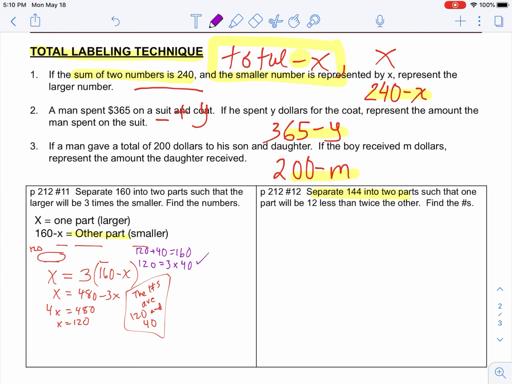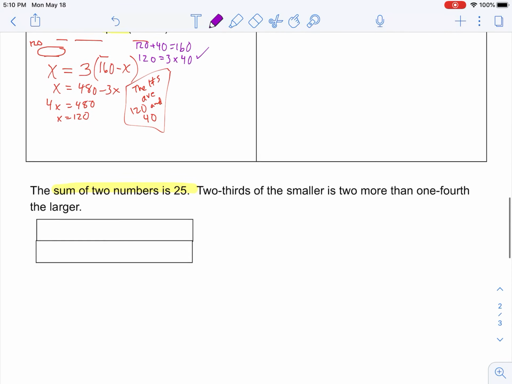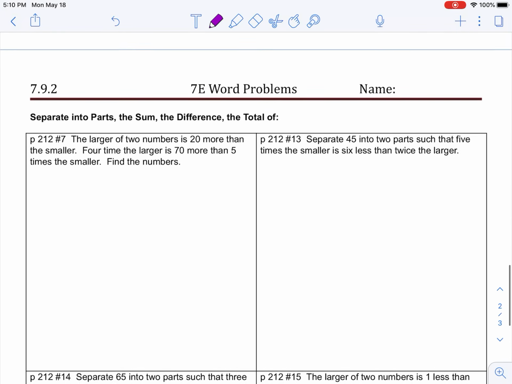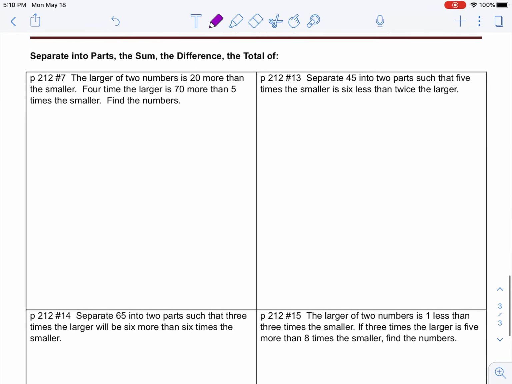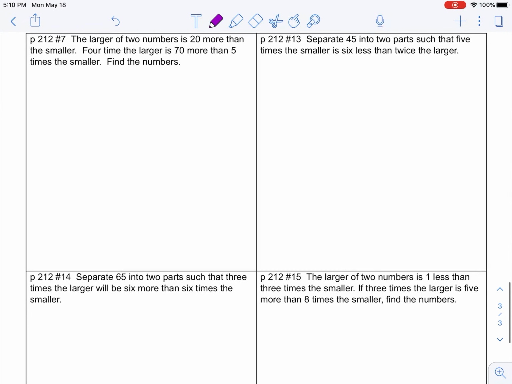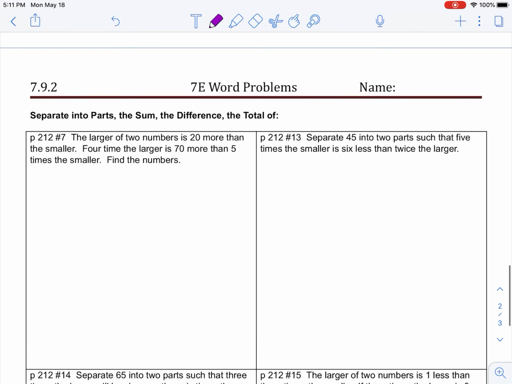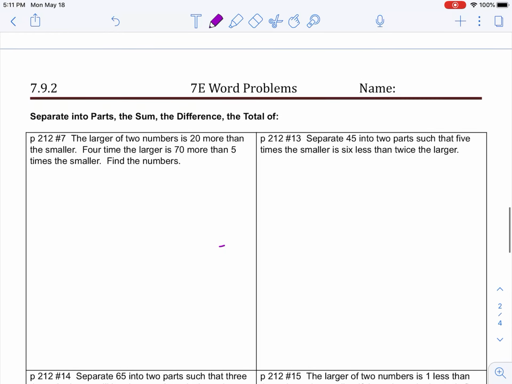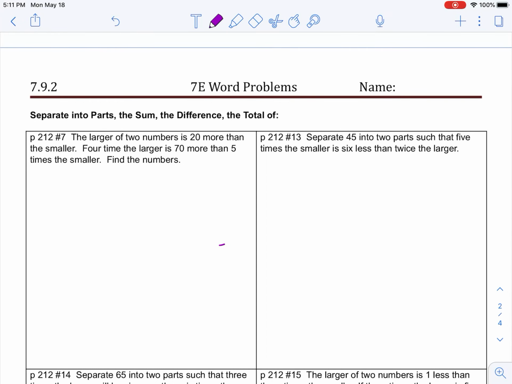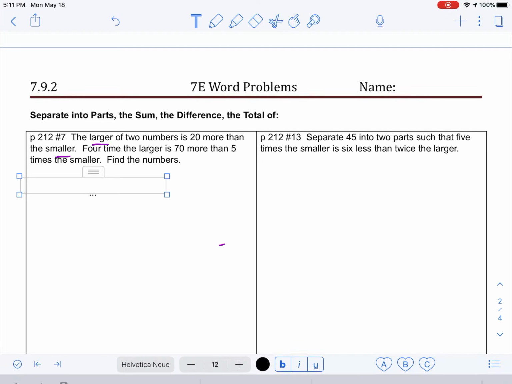All right, so separate 144 into two parts. All right, that will be another problem. Let's see. Let's practice one of these down here. Okay, separate 65 into 2 parts. All right, let's try this. It's a little bit different. It's not exactly the total labeling technique, but it's talking about the larger and the smaller.